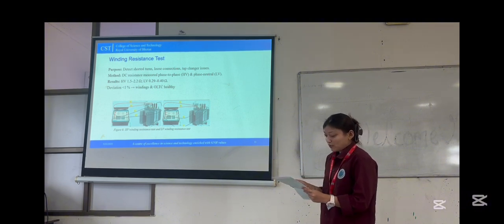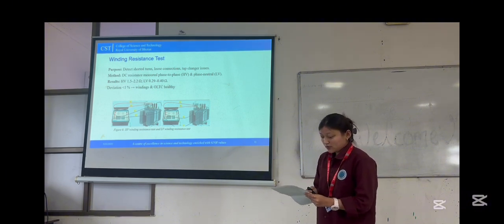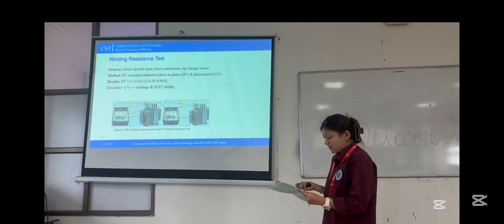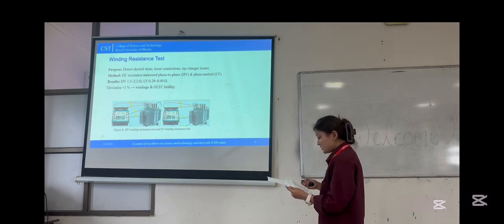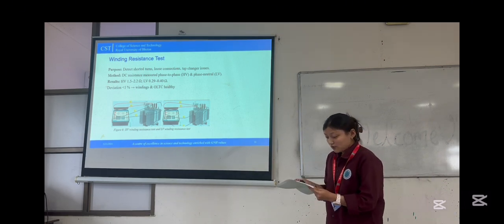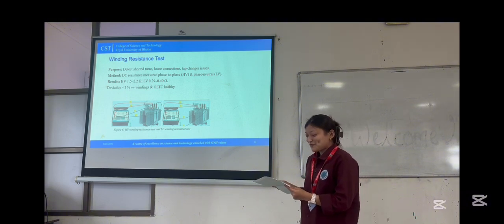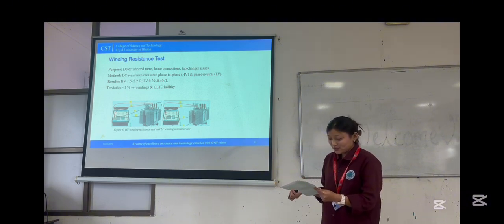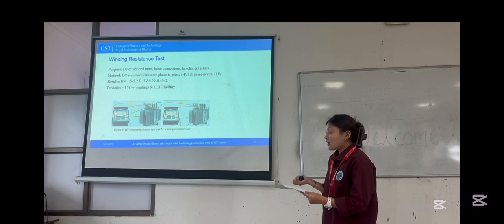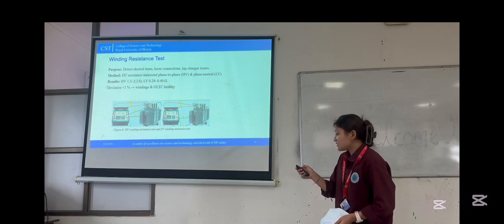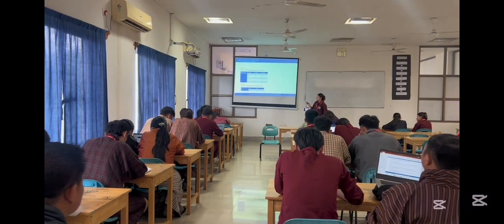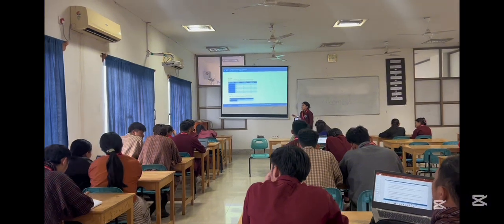And we have to change the red lead to the Y phase, black to the B phase, and also measure the resistance. And the third, we have to measure the red lead to the B phase, black lead to the R phase, and record the resistance. And this is the test report that we got from one of the substations.